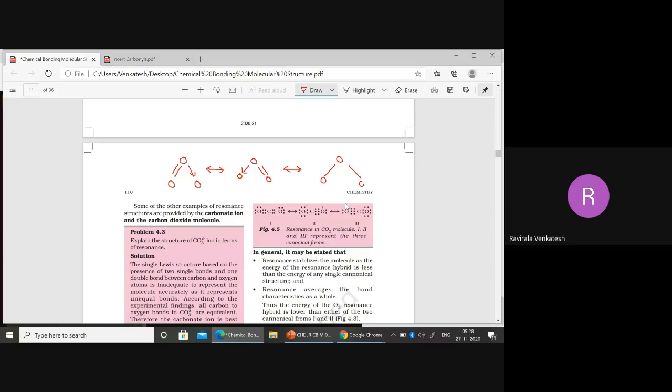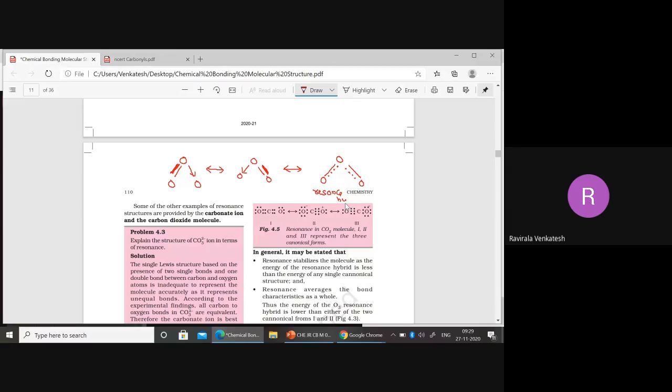Oxygen, oxygen. Now here you have a pi bond, correct? And here also you have a pi bond. Now what I am doing here, that pi bond I am writing like this. Here I am writing that pi. Like this. Now this is because of the resonance. This is the resonance hybrid. I can write here: resonance hybrid.